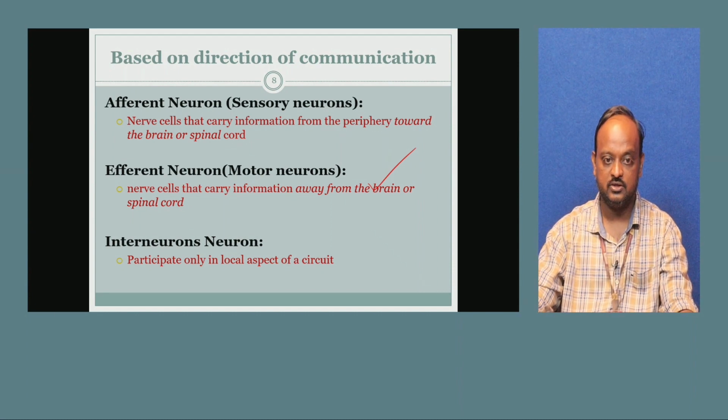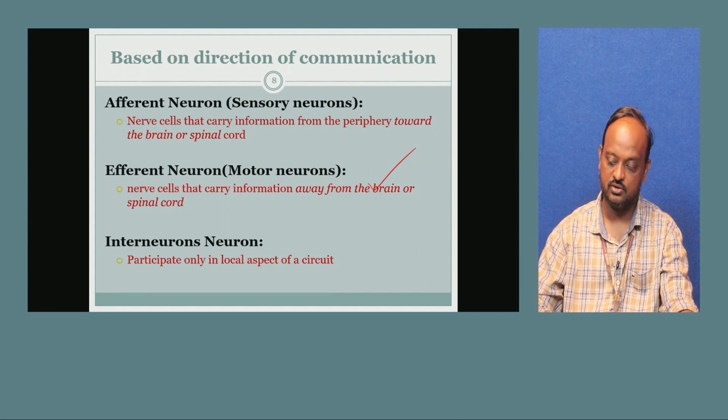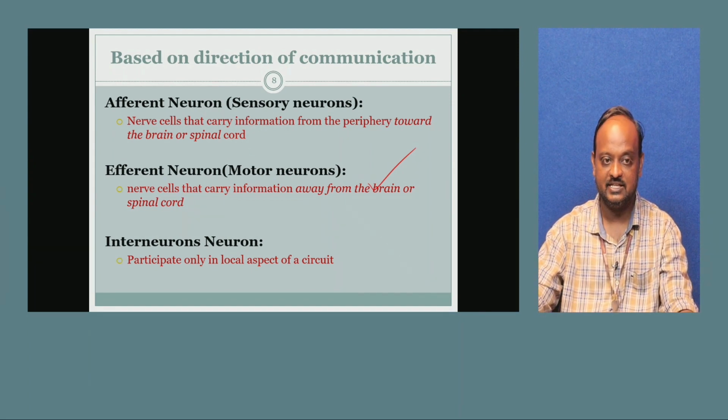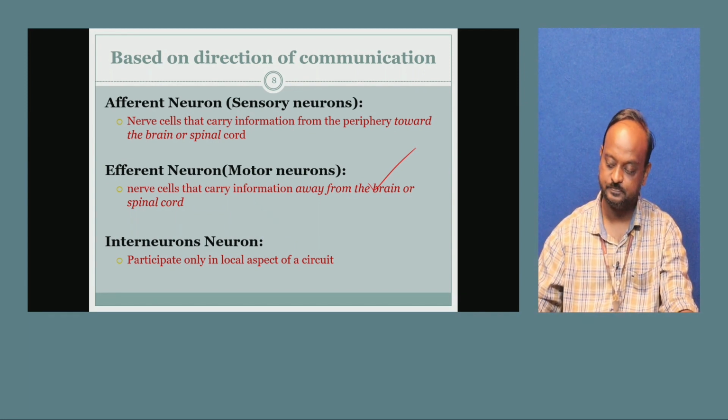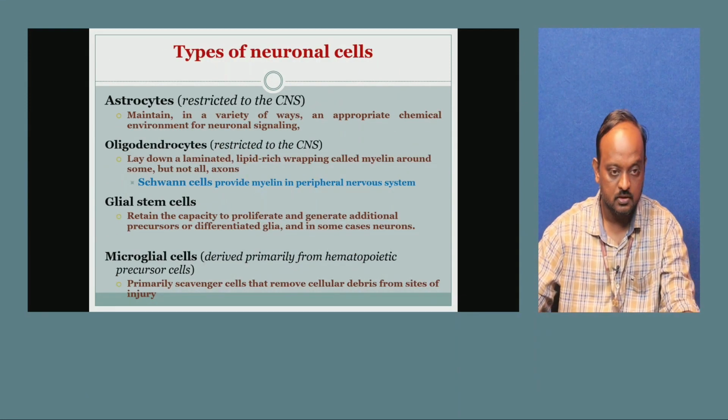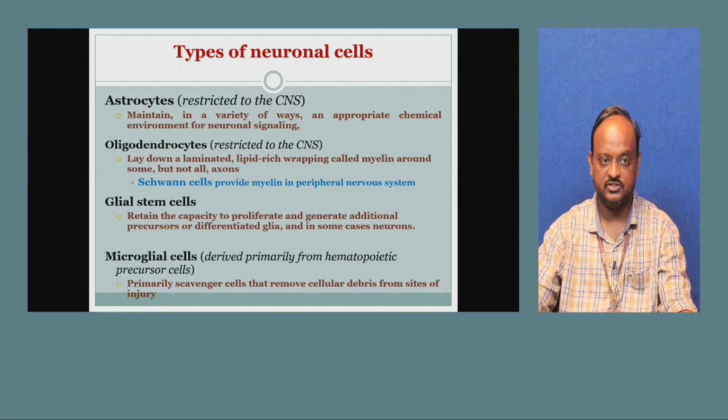Interneurons operate only in local aspects of the circuit. The transfer of signal from one region to another region is done with the help of interneurons. So these are the three basic categories of neurons based on direction of communication. The first one is called afferent neurons, the second efferent neurons, and the third interneurons. Another important classification is the types of neuronal cells.